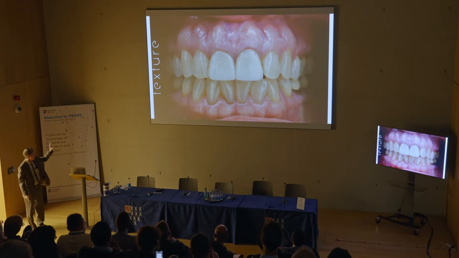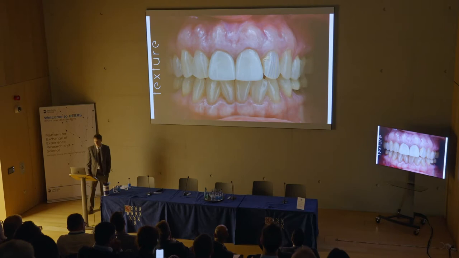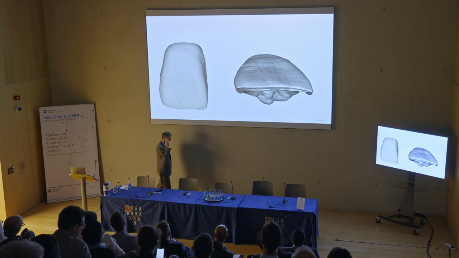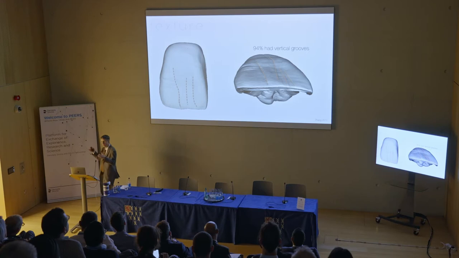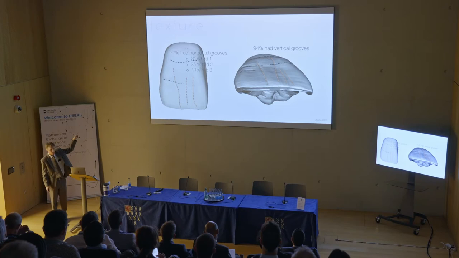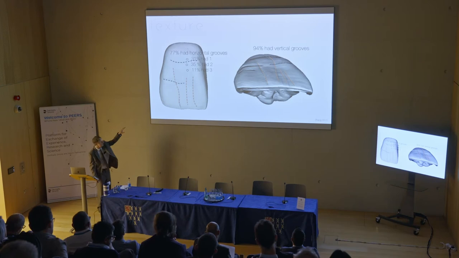And from a texture perspective, if you look at her teeth, again, she's got some vertical, some horizontal movements in there. And when you look at what teeth actually have, this is from a Zhang paper from 2010, which I love because it's the ultimate nerd paper. And what it shows is this. If you look at central incisors, 94% of them had vertical grooves, okay? From a horizontal groove, 77% of them had horizontal. 31% had one, 35% two, 11% had three.